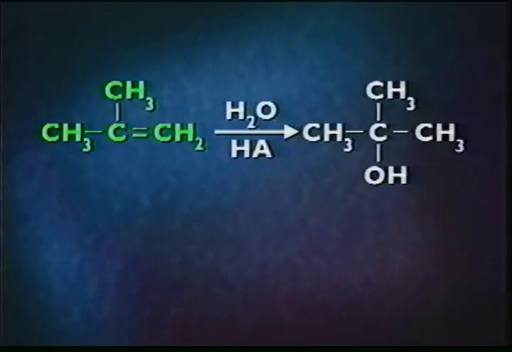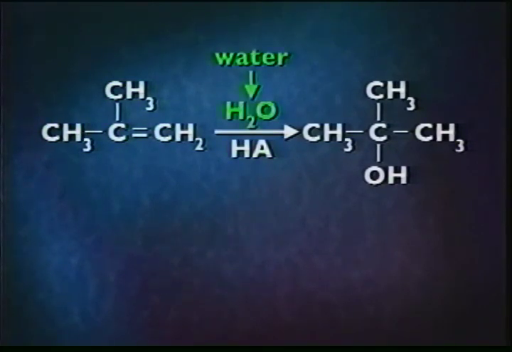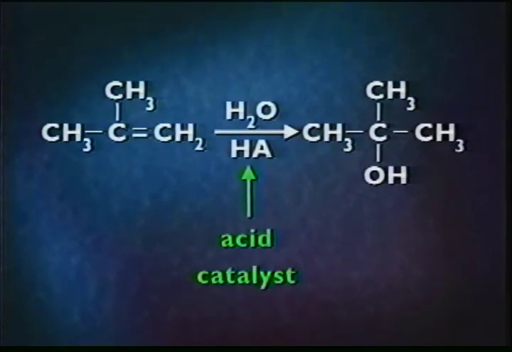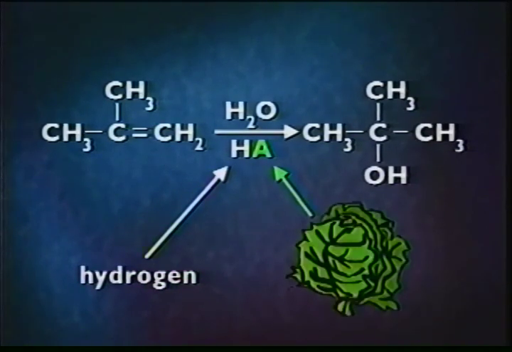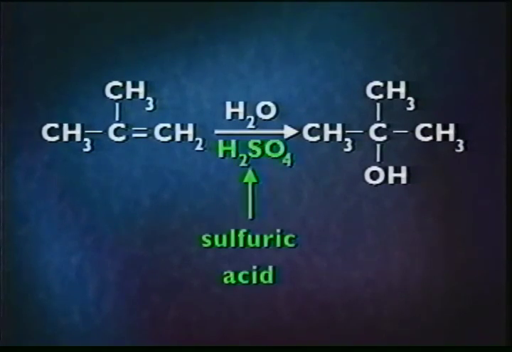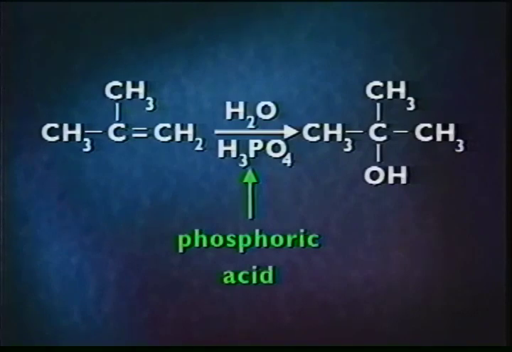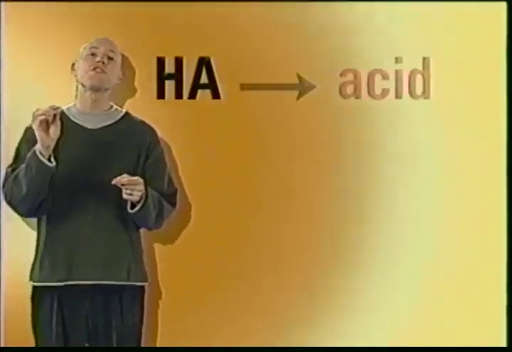We've got this alkene, 2-methylpropene, we've got an acid catalyst, and we've got water. The acid catalyst is represented by HA. H, of course, is hydrogen, and A can be almost anything. Most of the time, the acid catalyst used will be sulfuric acid, H2SO4, or phosphoric acid, H3PO4. However, the catalyst is never acid jazz. The important thing to know about HA is that it's an acid.